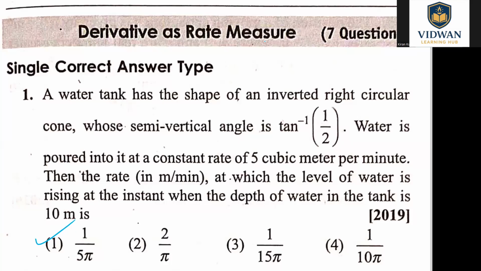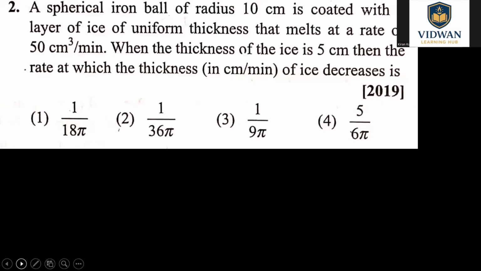So this question is quite simple. So you can try this. A spherical iron ball of radius r is coated with a layer of ice of uniform thickness that melts at a rate of 50 centimeter cube per minute. When the thickness of the ice is 5 centimeter, what is the rate at which the thickness of the ice decreases? So all of you attempt this.